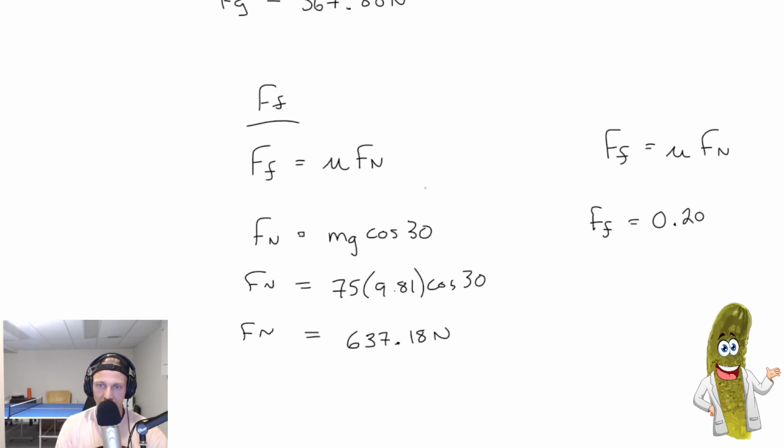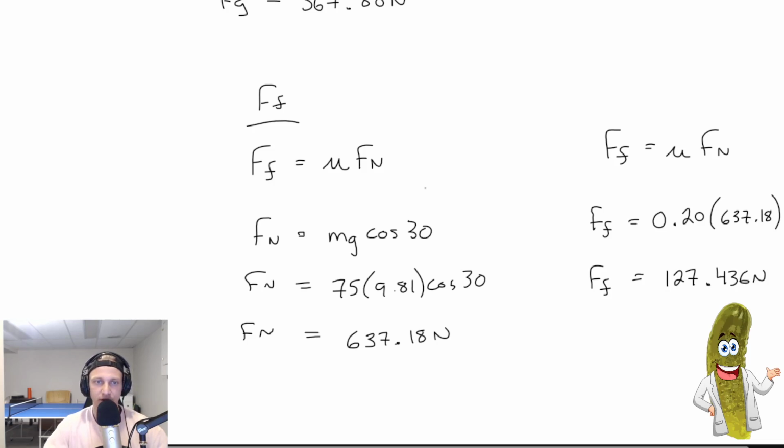0.20. And we're going to multiply that by 637.18. So our force of friction then is equal to 0.2 times 637.18. And we end up getting 127.436 newtons for our force of friction.